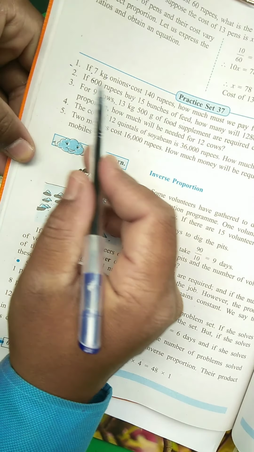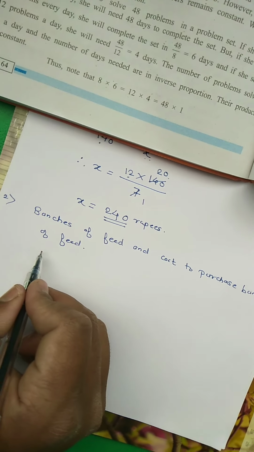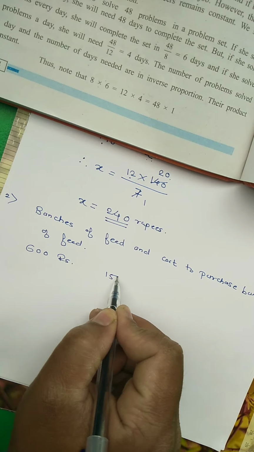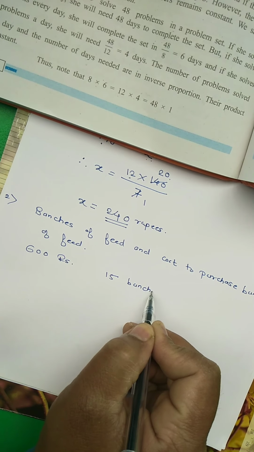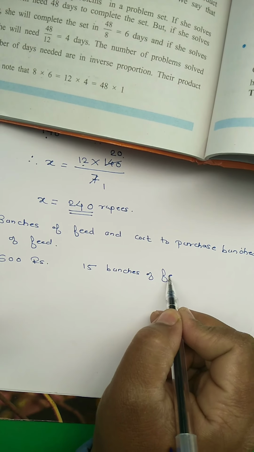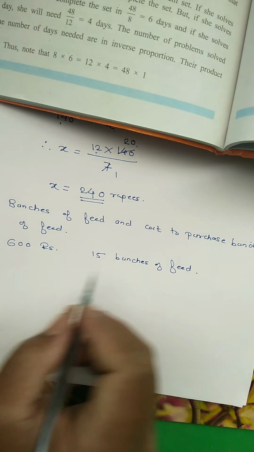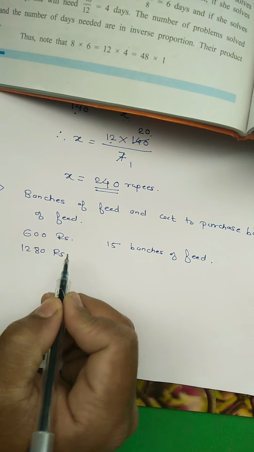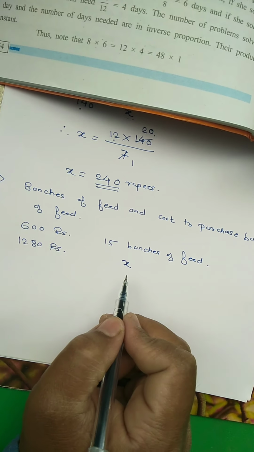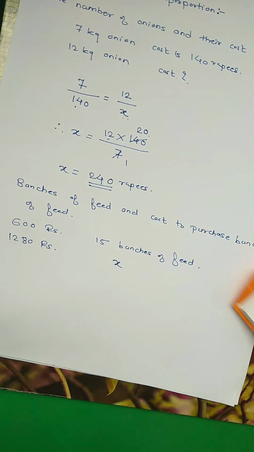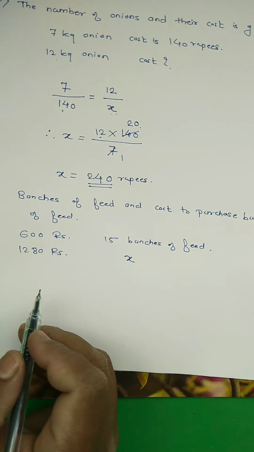First, what is given? 600 rupees buys 15 bunches of feed. Now the rupees will be 1280. Then what will be the bunches of feed? Let us consider x as the bunches of feed that we will get for 1280 rupees.